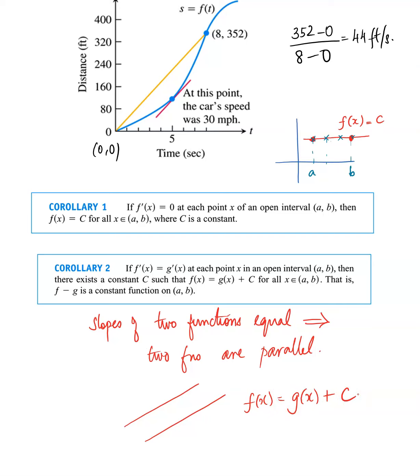Because if you just had f of x equals g of x, then they would be one and the same line. If you want them to be parallel, they have to be distinct. And to make them distinct from one another, they have to be separated by a distance, by a constant value, some c. And that's what corollary 2 states.